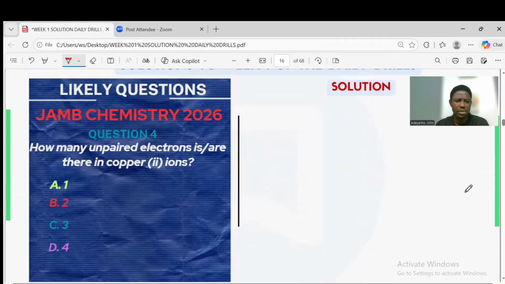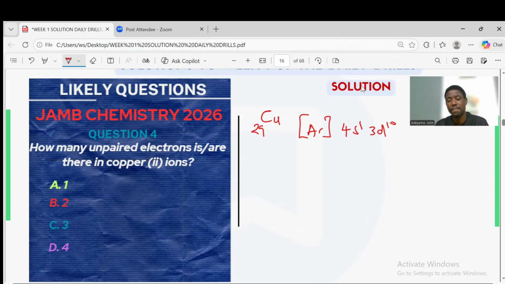How many unpaired electrons are present in the copper 2+ ion? If you're writing WAEC or JAMB, you must know your first 30 elements, not just the first 20. Copper is number 29. So let's write the electron configuration for copper. I'll use argon for 18: 1s2, 2s2, 2p6, 3s2, 3p6, 4s1 and 3d10. This is the electronic configuration for copper.